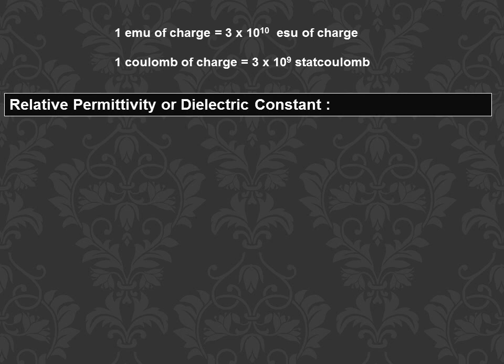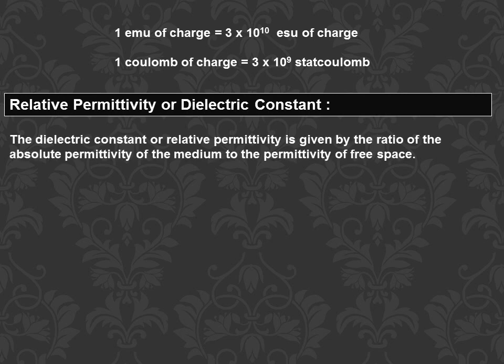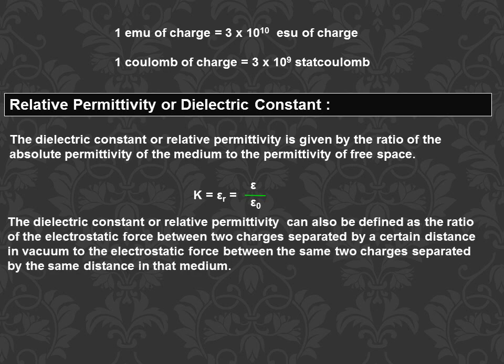Next one is relative permittivity or dielectric constant. As we all know, the dielectric constant or relative permittivity is given by the ratio of absolute permittivity of the medium to the permittivity of free space, that is, capital K is equal to epsilon by epsilon naught.